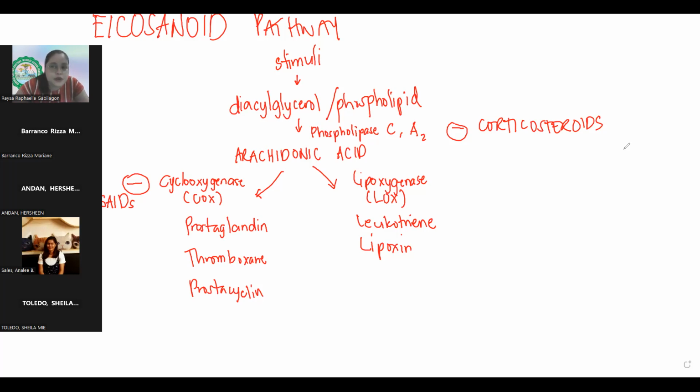Aspirin is also included, our ASA. What does ASA mean? Acetyl salicylic acid. And yes, naproxen is also included here. Aspirin, naproxen. The coxibs are also included here. The celecoxib, the etoricoxib. Ketorolac is also included here.